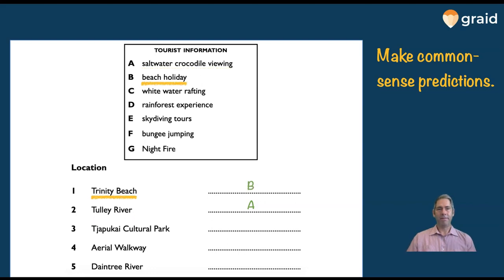The beach holiday, perhaps this is a more obvious one. I'm going to predict that this takes place at Trinity Beach. Whitewater rafting, now I can see Daintree River down the bottom, so perhaps whitewater rafting takes place on Daintree River. The rainforest experience, maybe there is an aerial walkway through the rainforest, so I'm going to say number 4 for rainforest experience. I'm left with 3 options.